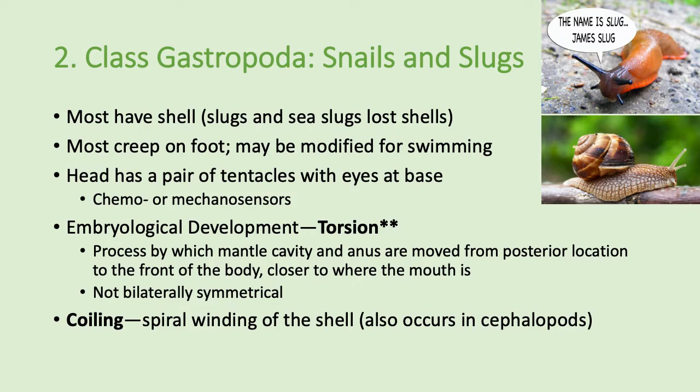Class Gastropoda is the only class of mollusks that are not bilaterally symmetrical due to an embryological development called torsion. So what happens is that the anus is kind of off to the side, and it's moved from the posterior location towards the front. And on the next slide, I'll show you where the mouth is and then where the anus is. So they're actually really, really close to each other.